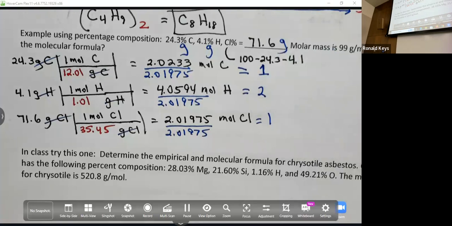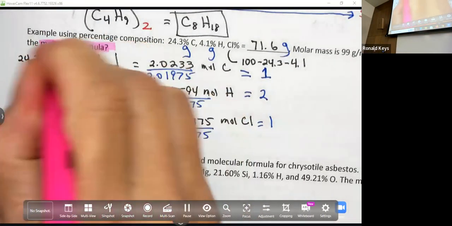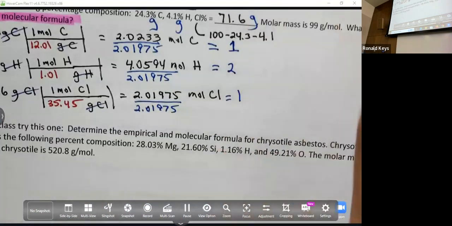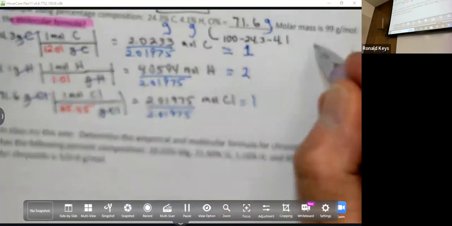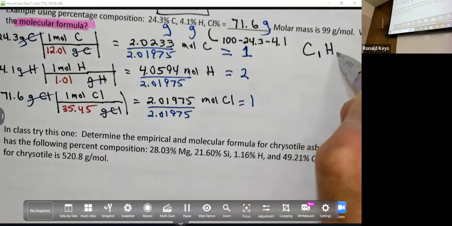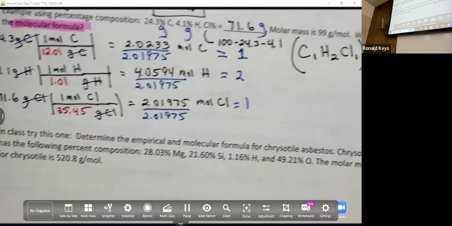Okay. Oh, we got to go all the way on this. We need a molecular formula. So you can't get a molecular formula until you get an empirical formula. And our empirical formula now is C1H2Cl1. And you don't have to put the ones in, obviously.